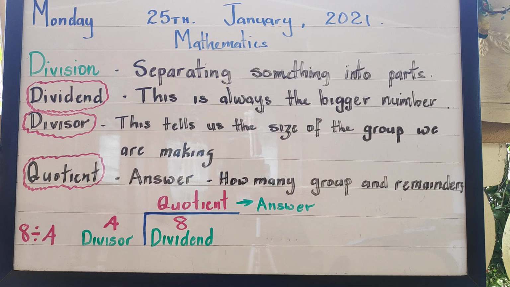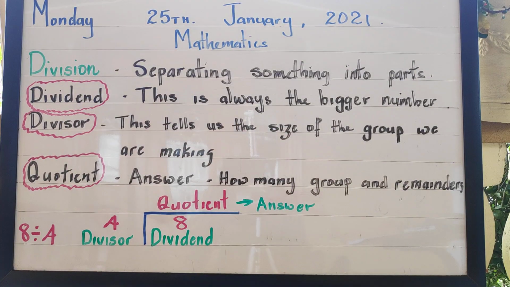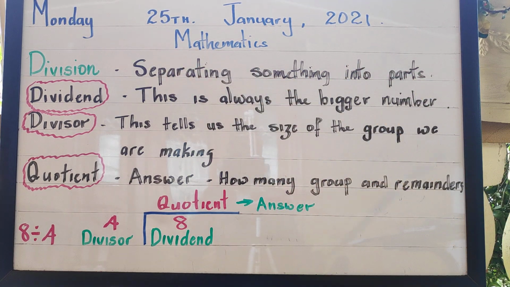We are doing mathematics in our Mathematics 1 book. Today we are doing a new topic. We are doing division. What does division mean? Division means separating something into parts.